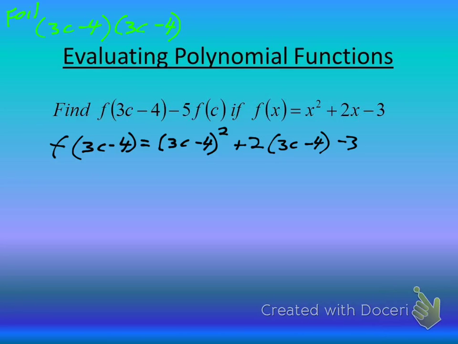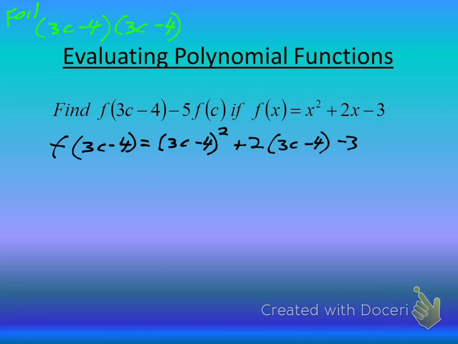Why could you not do 6c squared? Because the exponent rule you're trying to apply goes for if it's all multiplication inside, not when there's a subtraction. When a binomial is being squared, you foil it. So you have to foil 3c minus 4, 3c minus 4. Everybody good with that?